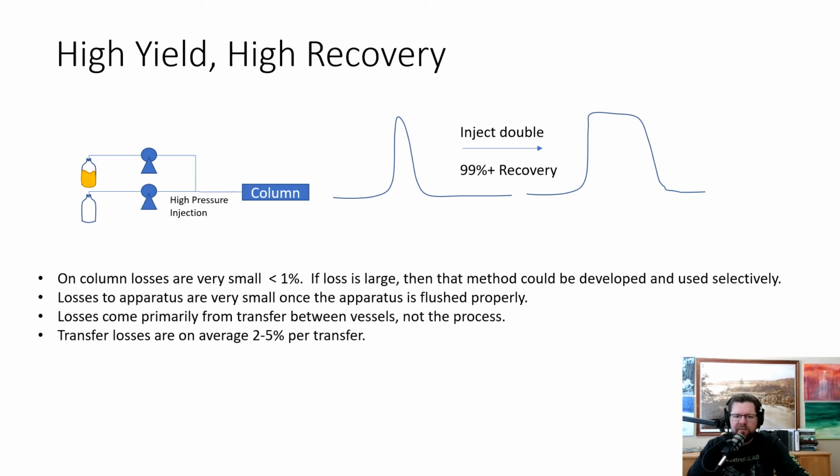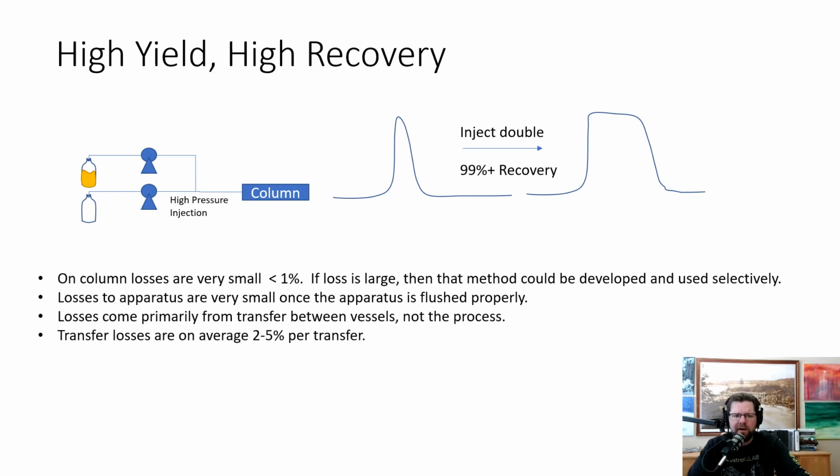So we really measure the peak area under this peak here, and we can say, okay, well, we get a 99% recovery. If you put 1 gram on, you get 1 gram off. You inject the double and the peak area should double. So those are some very easy ways that you can use the equipment to actually tell if your recovery is up to par.